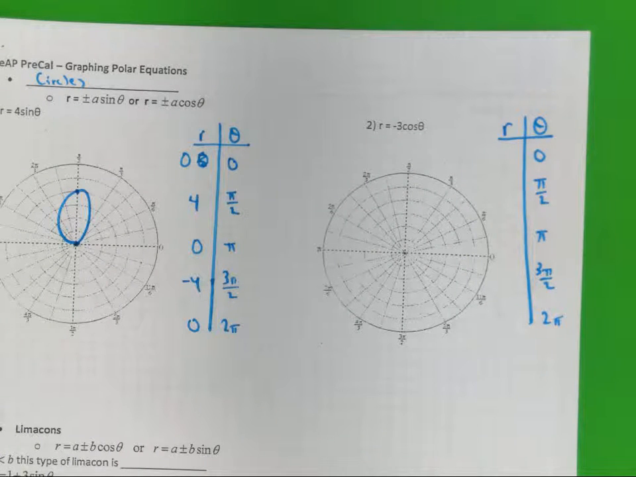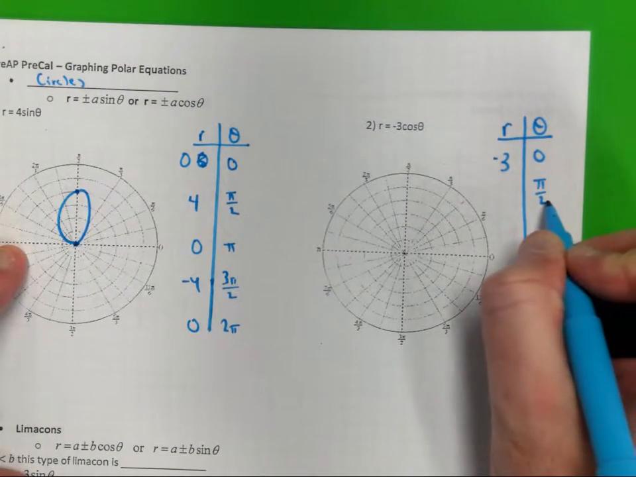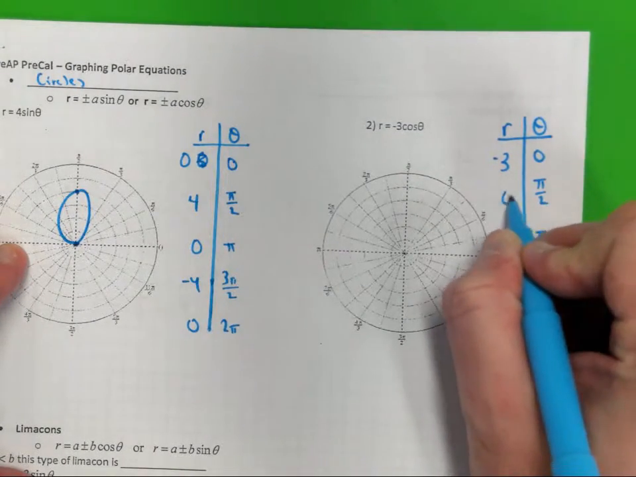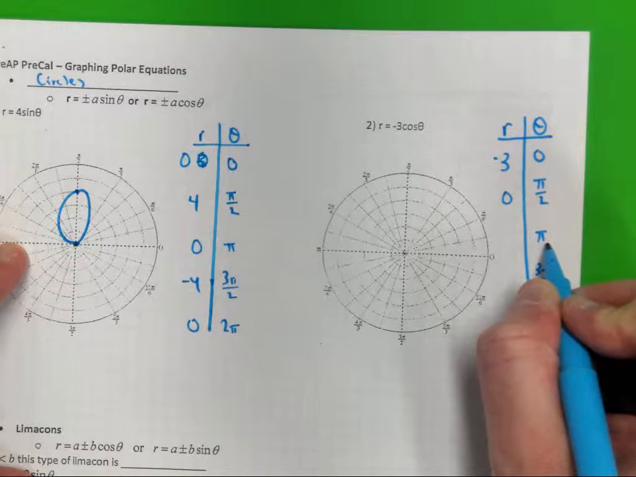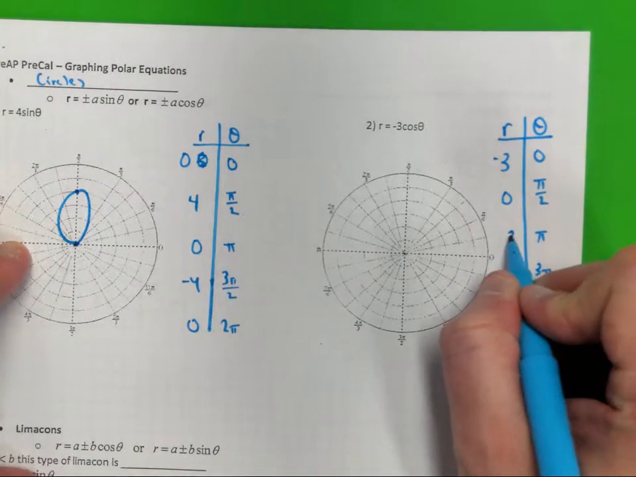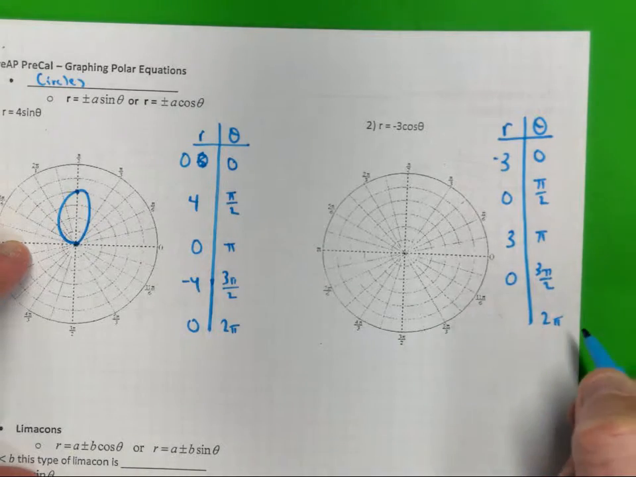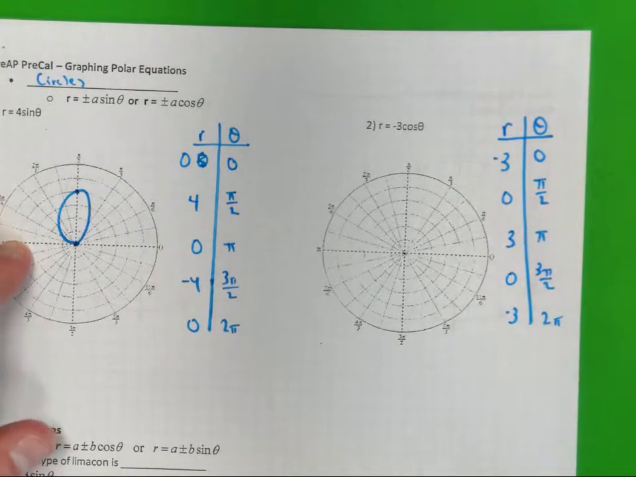All right. Cosine of 0 is what? 1, times negative 3 is negative 3. Cosine of pi over 2 is 0, times anything, 0. Cosine of pi is negative 1, times negative 3 is 3. Cosine of 3 pi over 2 is 0. And then this is back at negative 3.